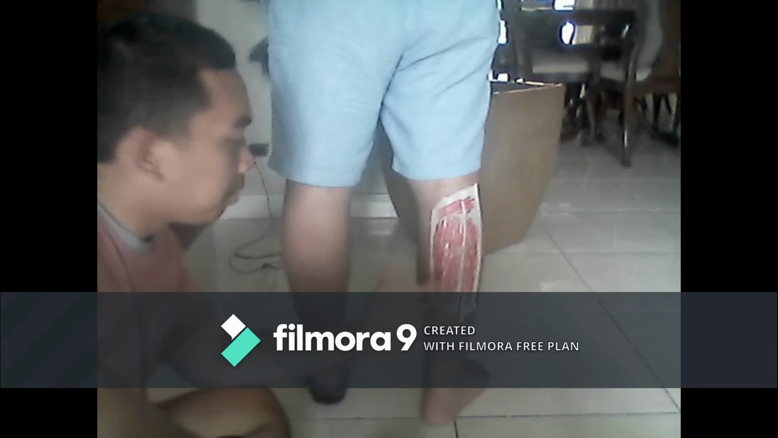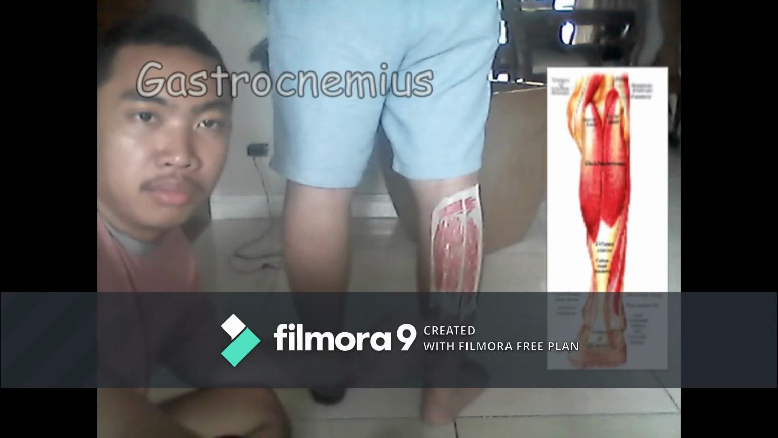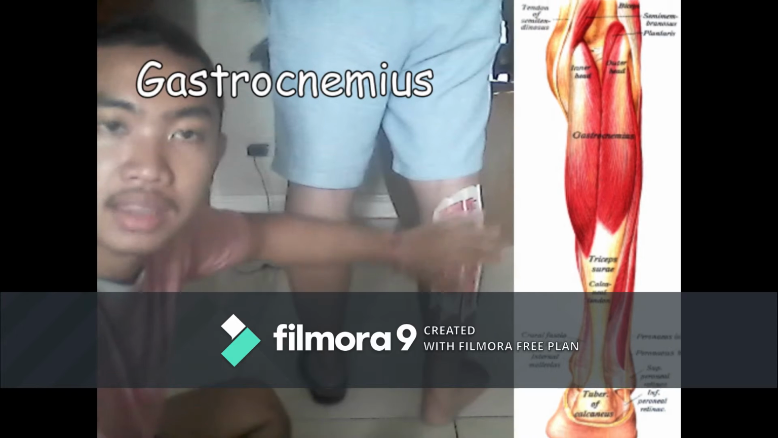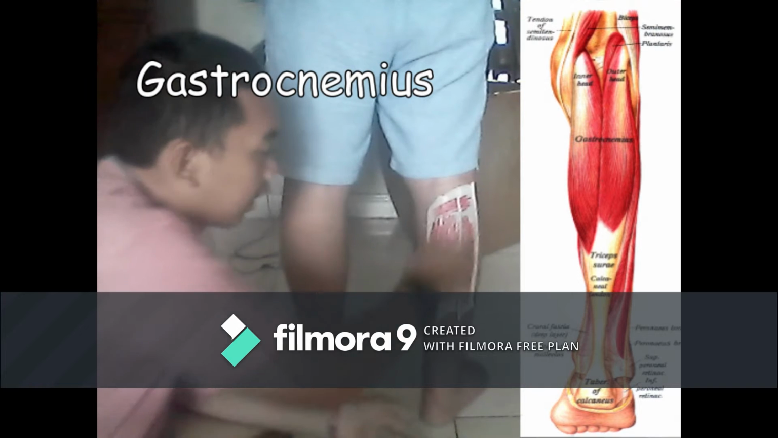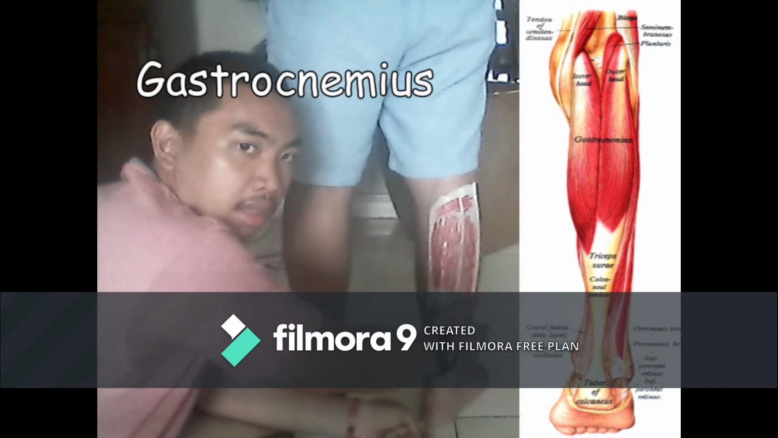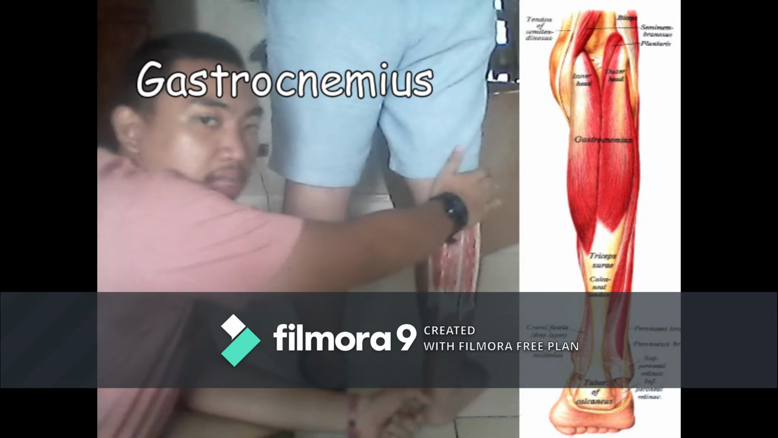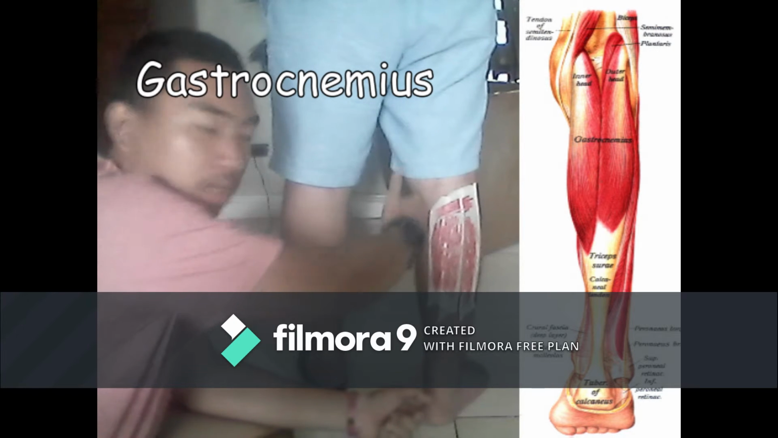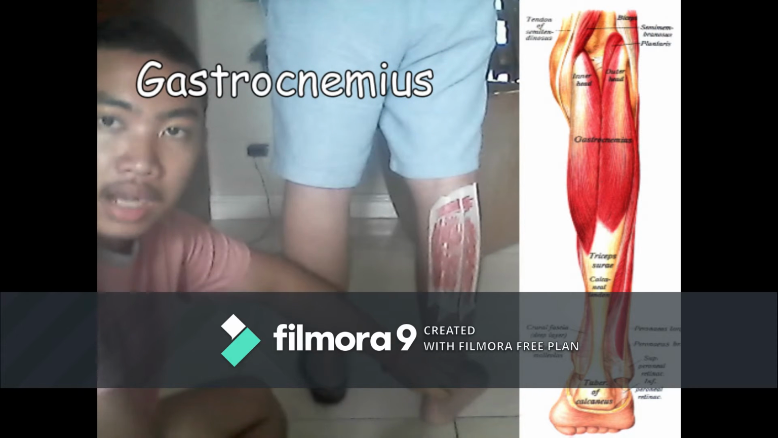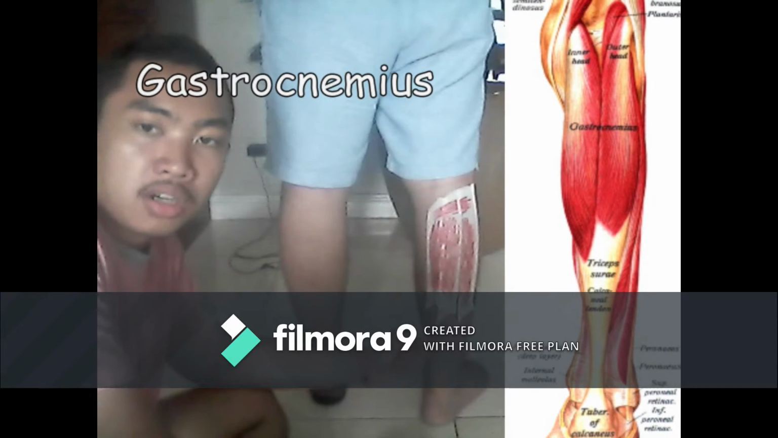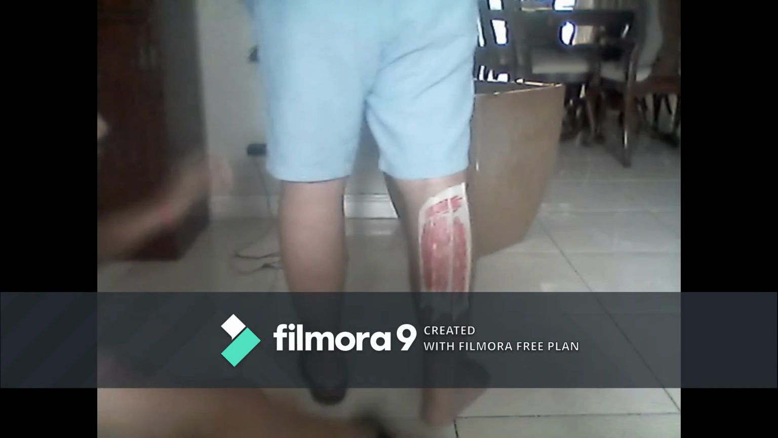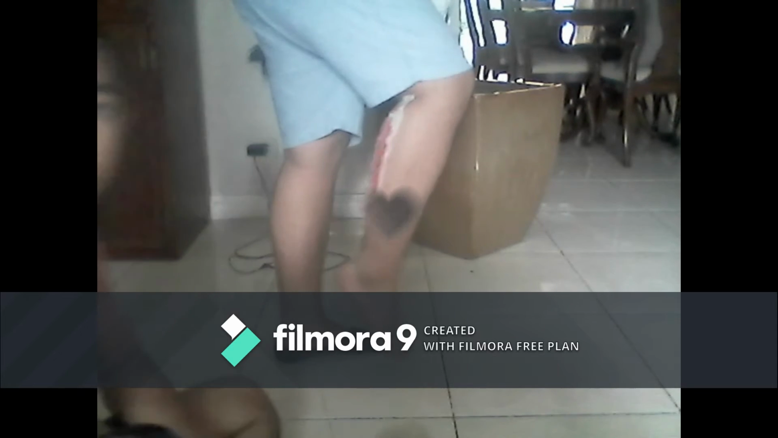Next that I will be talking about is the gastrocnemius, and so the origin of this is at the superior to the articular surface of the lateral condyle of the femur and medial condyle of the femur. So it is inserted at the tendocalcaneus or the Achilles tendon and into the mid-posterior calcaneus. So the actions of this is the flexion of the knee and the plantar flexion.